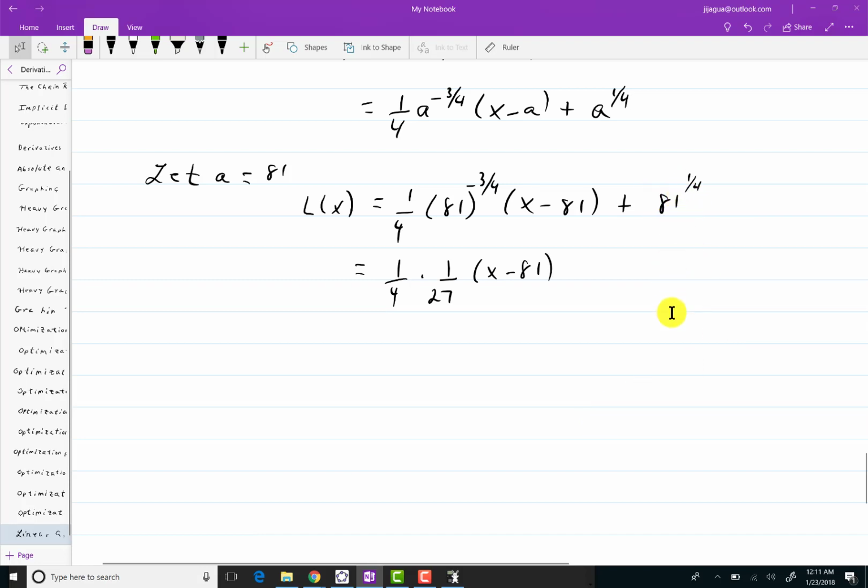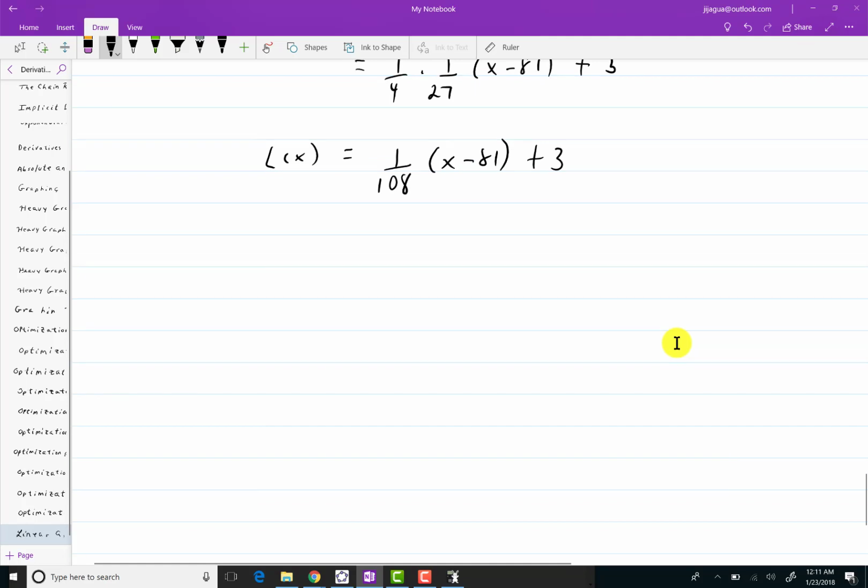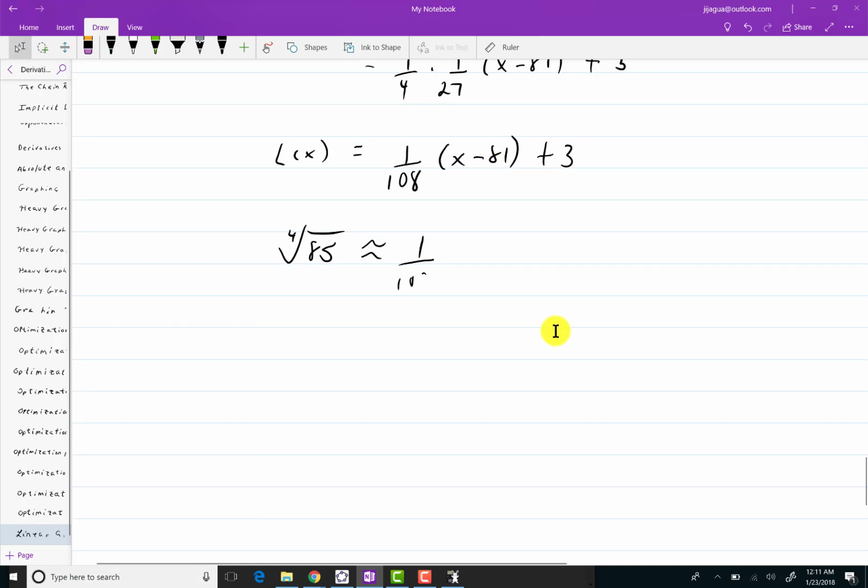And 81 to the 1/4 is plus 3. So we get 1 over 108 times x minus 81 plus 3. So this is my L of x. Now if I wanted to approximate the fourth root of 85, I get to plug in x equals 85 here: 1 over 108 times 85 minus 81 plus 3.